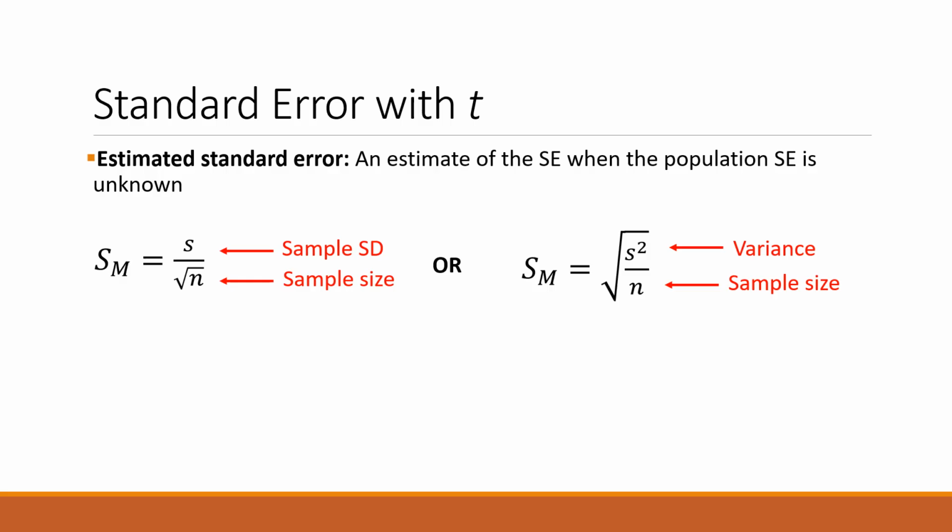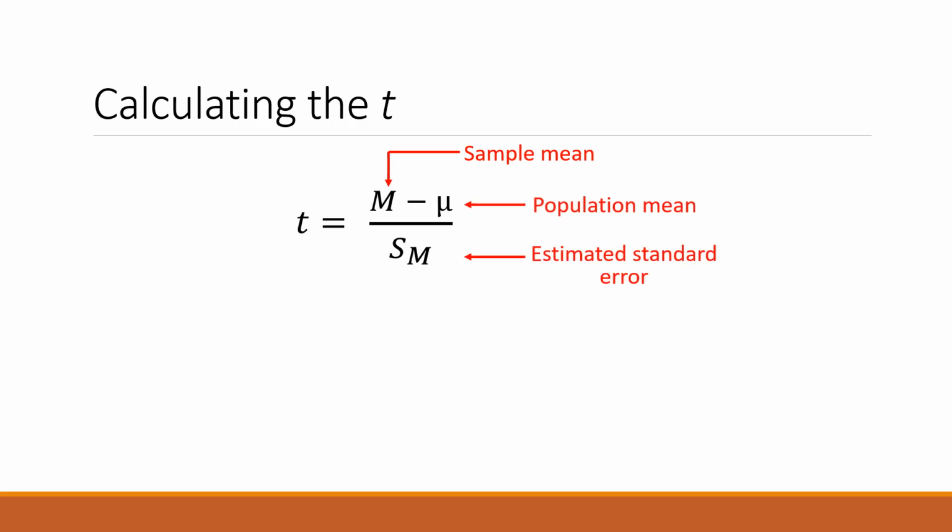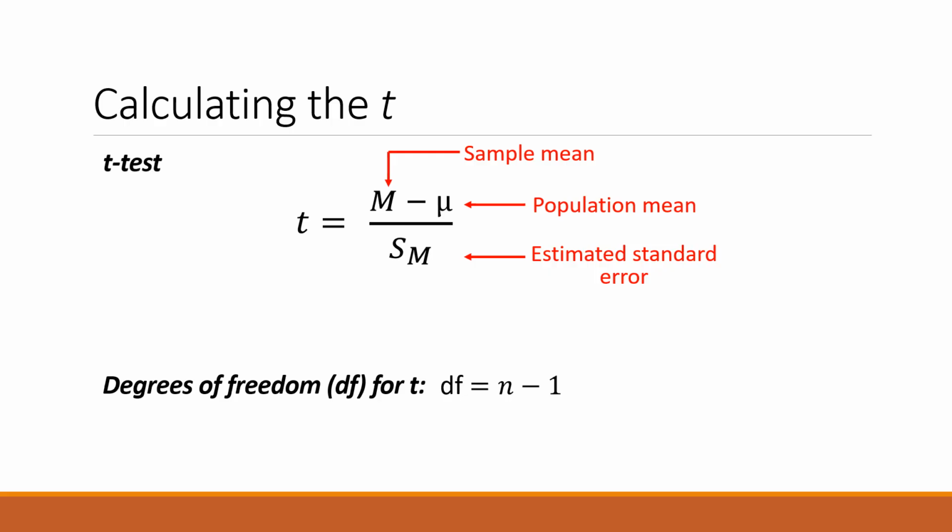but either equation is fine for this class. At this point, we can calculate the t-statistic, which is the sample mean minus mu, the population mean, divided by the estimated standard error. With the t-statistic, we also need to consider degrees of freedom, which we've talked a little bit about before. The degrees of freedom for t is n minus 1.